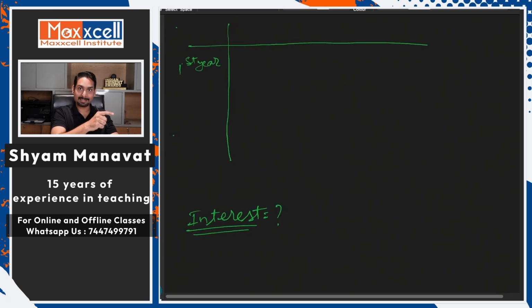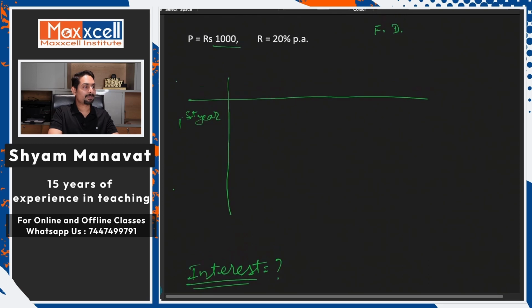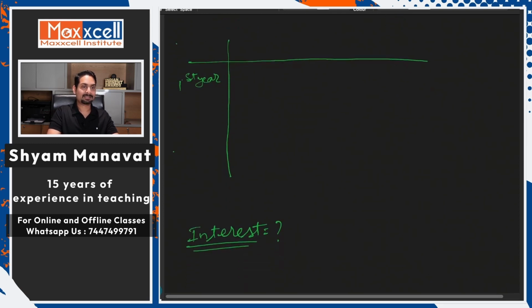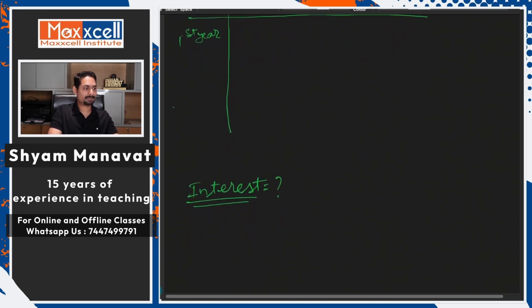In this particular case, if we have, say, 1000 rupees at 20% per annum, then you are going to get 20% on the money which you have invested. How much have you invested? Rupees 1000. Is that clear? If you cancel out zeros, what you have here is rupees 200. So this is interest. I hope the word interest is clear to you.